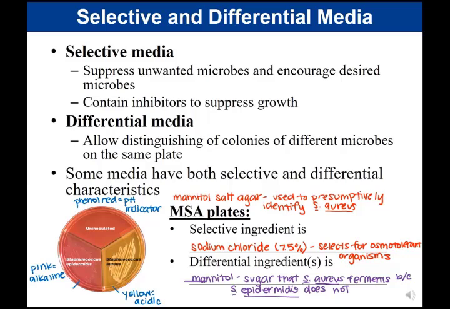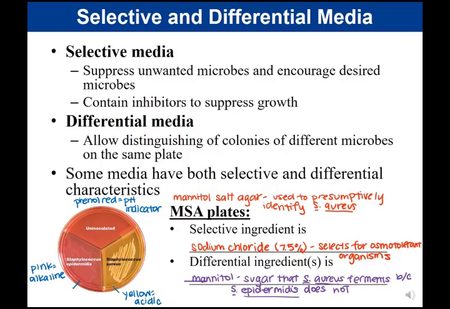And so what you're seeing on this MSA plate is that Staph aureus will turn the agar yellow, Staph epidermidis will turn it pink. And if I were to inoculate this with E. coli, for example, which is not osmotolerant, it would not grow and it would look like the uninoculated. And so MSA plates can be used, and you guys will learn about this for lab, for nasal swabs.